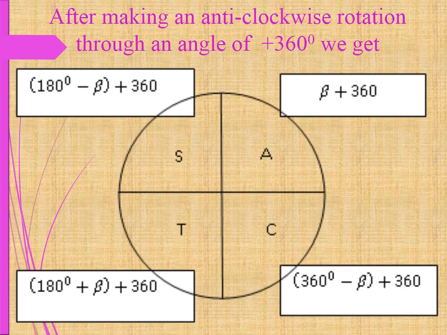After making an anti-clockwise rotation through an angle of positive 360 degrees, we will get, in the first quadrant, beta plus 360. In the second quadrant, 180 minus beta plus 360. Third quadrant, 180 plus beta plus 360. And then fourth quadrant, 360 minus beta plus 360.